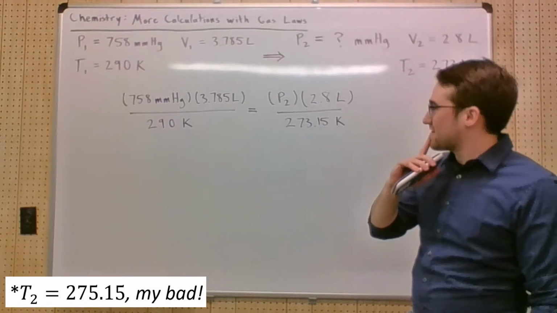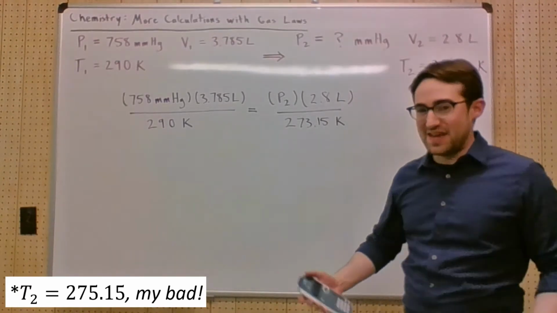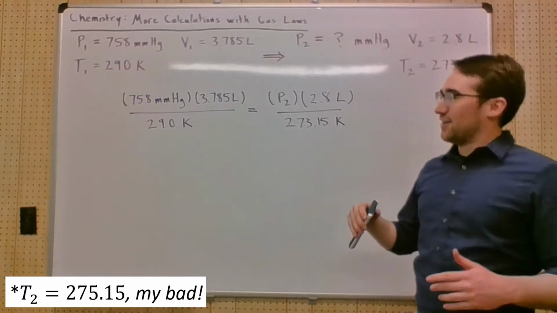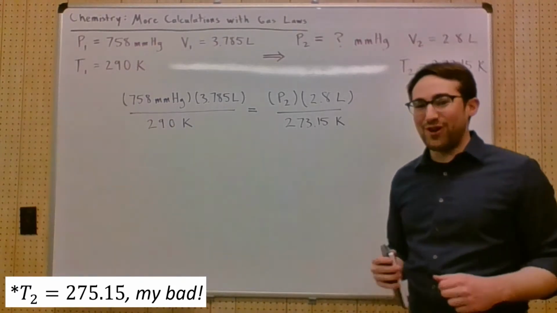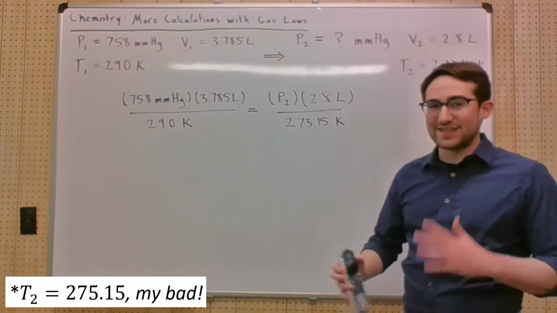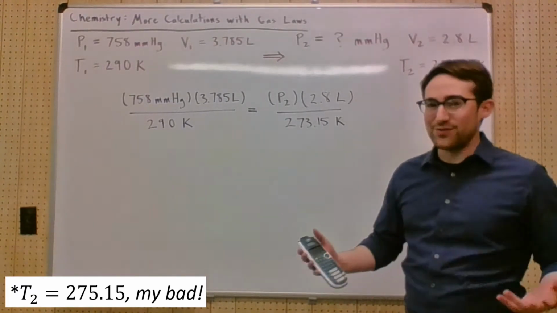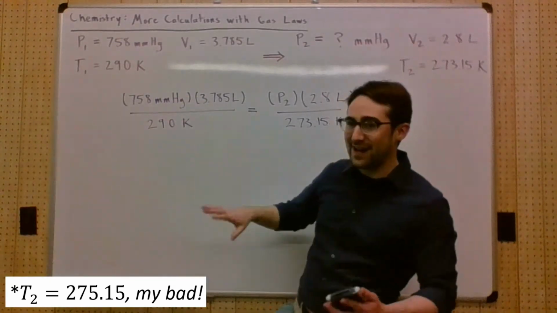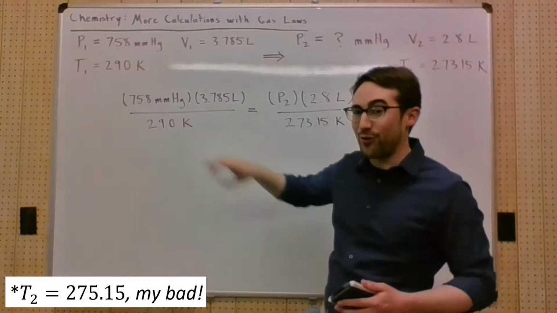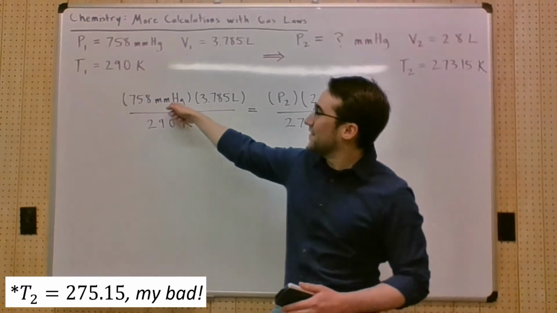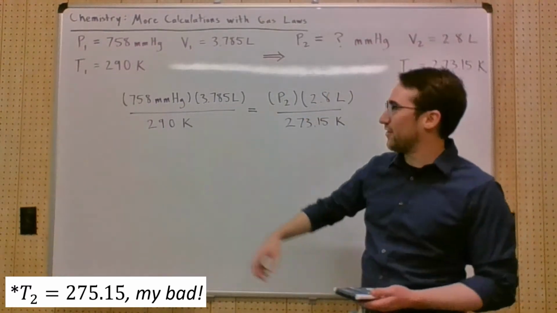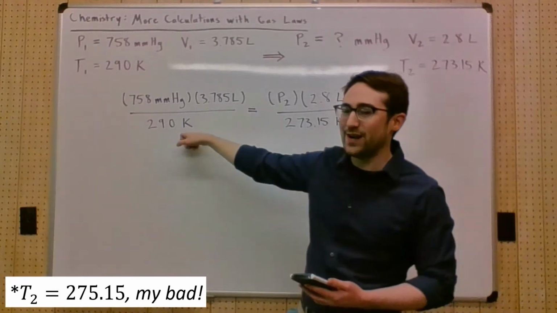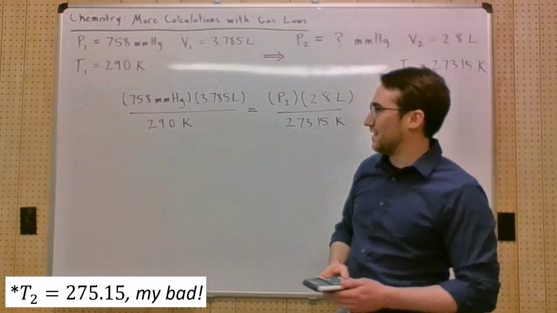Now, there are a couple ways you can do the math, and however you like to do your algebra, as long as you don't break any rules of math, go for it. I like to condense the numbers down, so I'm going to do that first. I'm going to take all this stuff over here that I can multiply and divide and get something more workable. So I'm taking 758 millimeters of mercury times 3.785 liters divided by 290 Kelvin here.